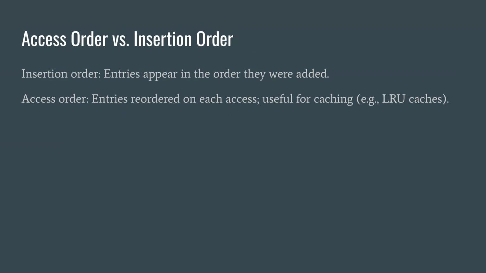In insertion order mode, the entries in the map appear in the exact order they were added. But in access order mode, the map reorders these entries each time they are accessed, which is particularly useful if you are designing caches, like least recently used caches. Feel free to take a look at the reference to learn more about these different order modes.